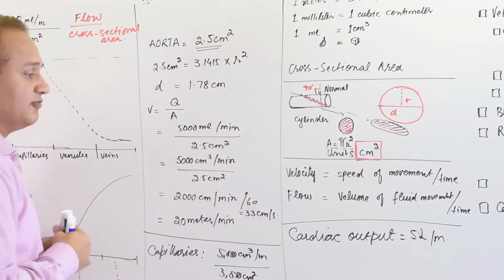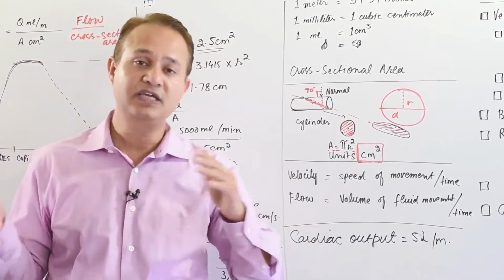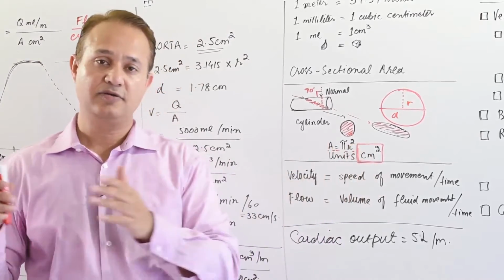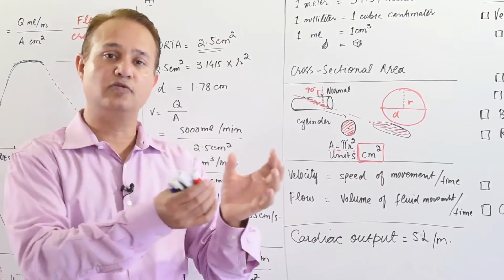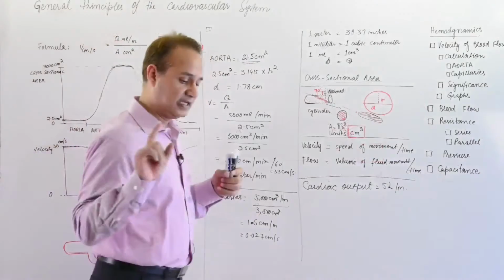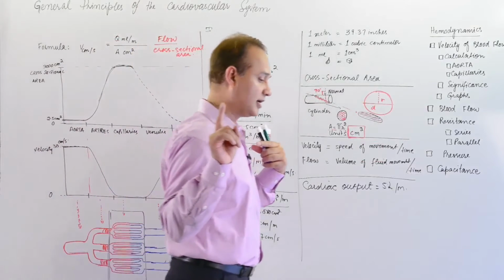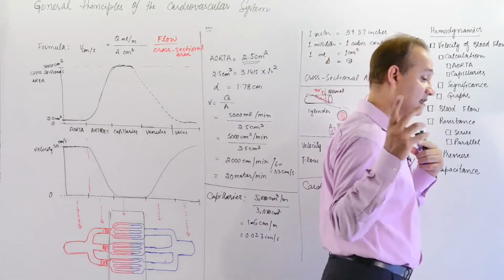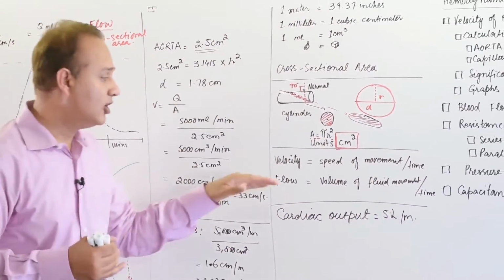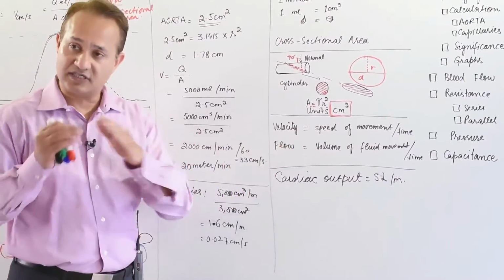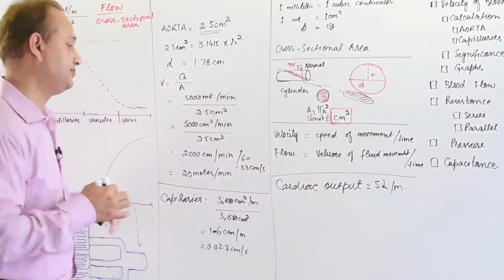The other differences between the velocity and the flow that we should know: velocity is the movement or speed of the blood during the unit time. Flow is the amount of blood moving during the unit time. So velocity, let's say this is an RBC and this is 1 liter of blood. If they both are moving together, their velocities are the same, but their volumes are different. So velocity and volume or flow are different. Velocity is speed or distance covered in unit time, and flow is the volume passing per unit time.